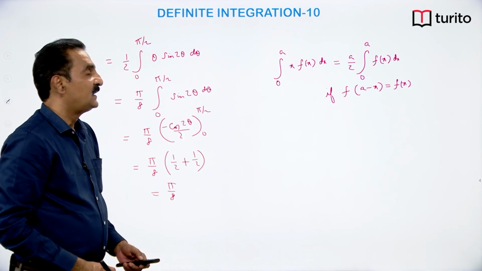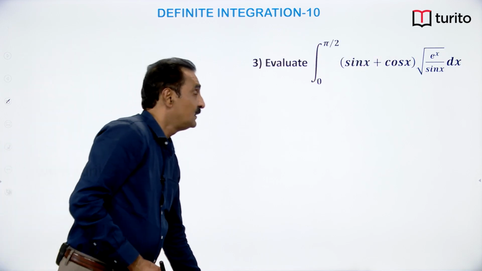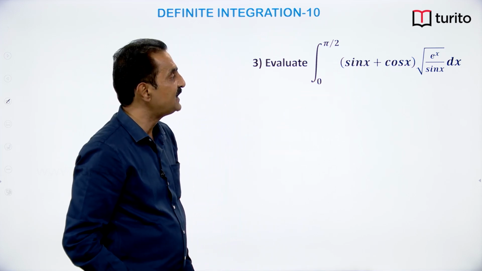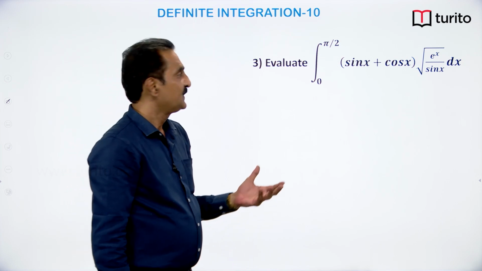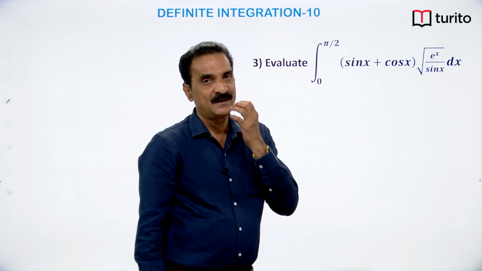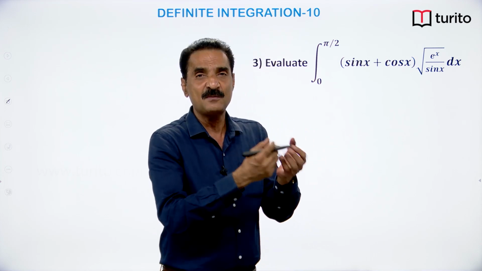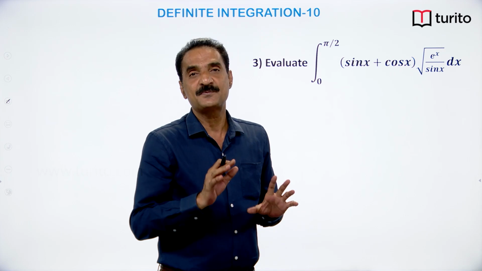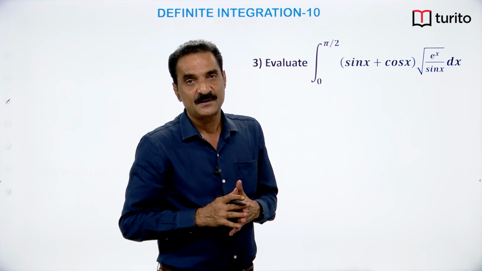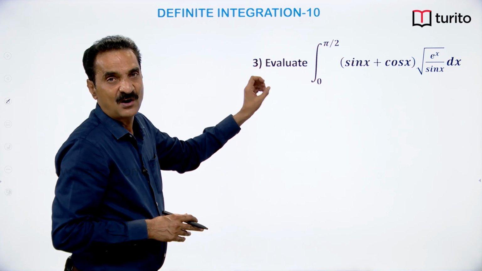Okay. Let us proceed to the next question. Integral 0 to pi by 2 sin x plus cos x into root over e power x by sin x. Usually we solve many problems in different integration by using properties, but sometimes a question will be given in which you have to integrate in the normal indefinite integration method and then substitute the limits. So, if you try to apply the property, you will be wasting the time. So, this is one question of that type where property is not useful.